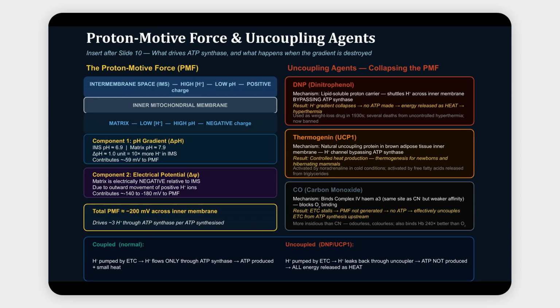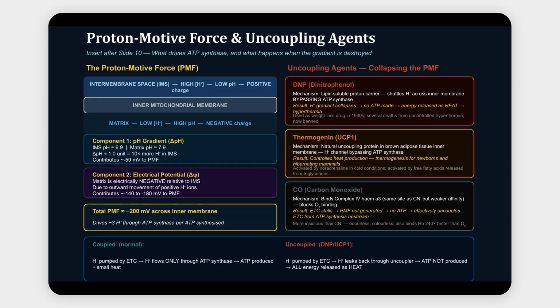Uncoupling agents are molecules that collapse the proton gradient without ATP synthesis, allowing protons to leak back into the matrix through the membrane itself, bypassing ATP synthesis. The energy is released as heat. Brown adipose tissue, the brown fat of newborns and hibernating animals, contains a natural uncoupling protein called thermogenin, or what we call UCP1. When it is activated, brown fat generates heat rather than ATP, keeping neonates and hibernators warm.